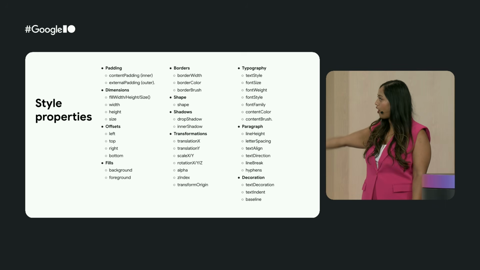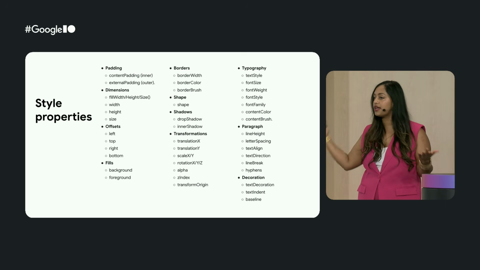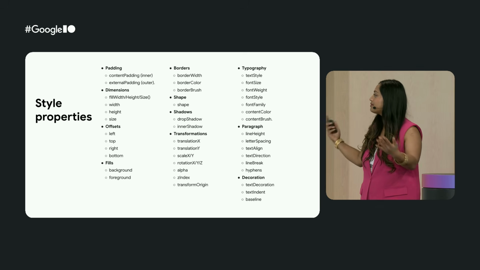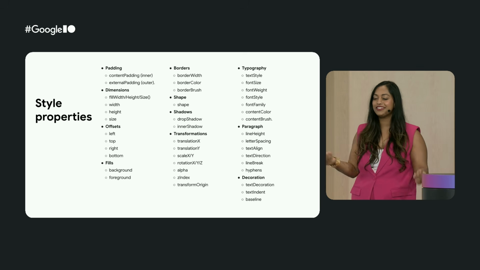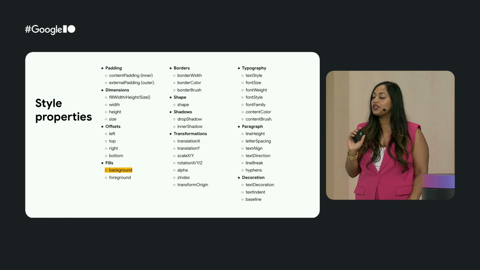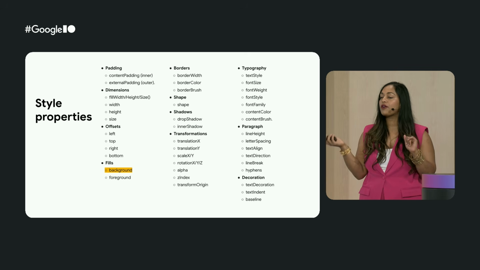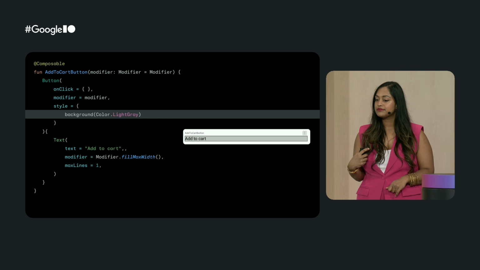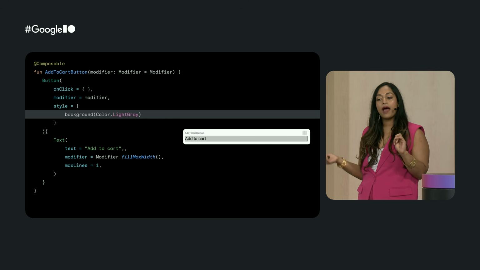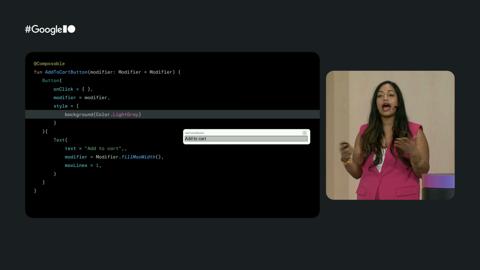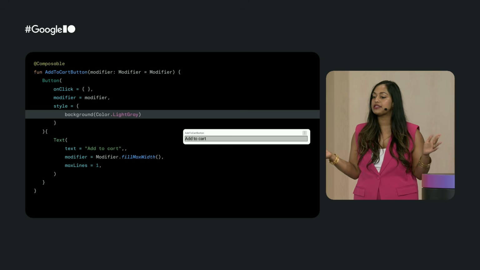So here's a list of all the style properties that are available. And as you can see, it's quite comprehensive. Don't get lost in the weeds. It's all in the documentation. And we're going to use the background property to update the background to be light gray. In the style block, we add background and pass in light gray. And it's that easy to modify our component using a style property.